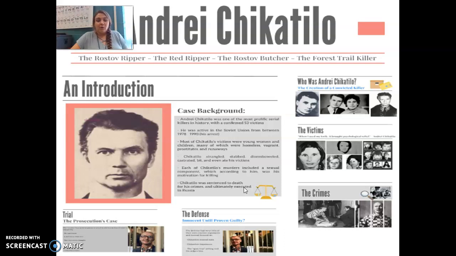So he did the same crime over and over. It says over 53 victims. He killed women and children, so basically just people weaker than him. He preyed on anyone that he could overpower. He was mostly around a train station, I'm pretty sure. He would lure people around this train station, and he would brutally attack them and murder them.